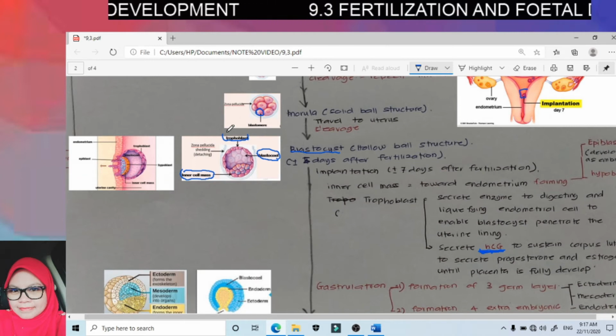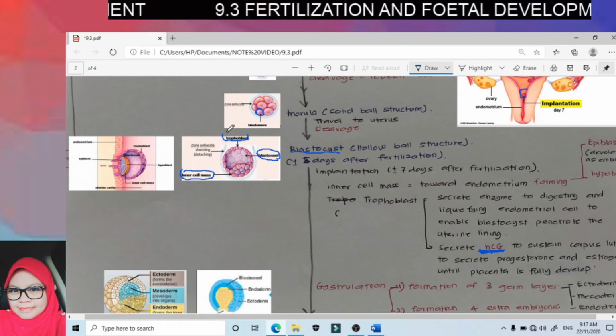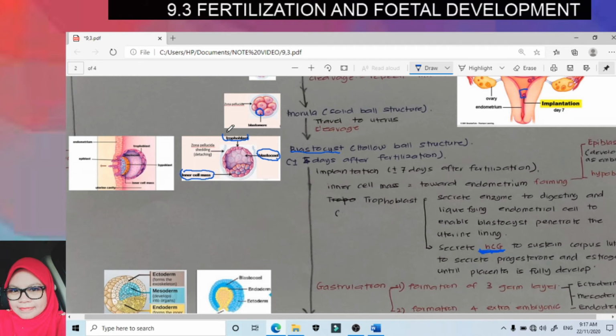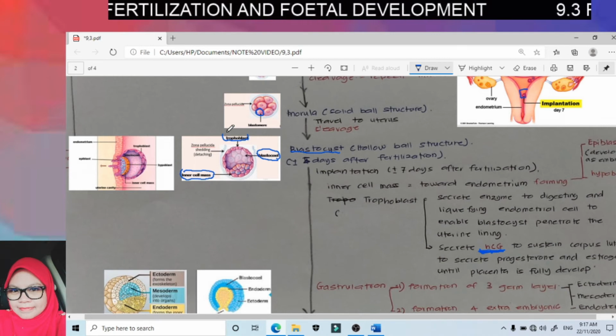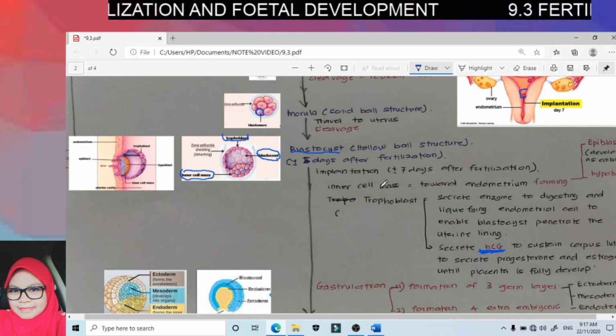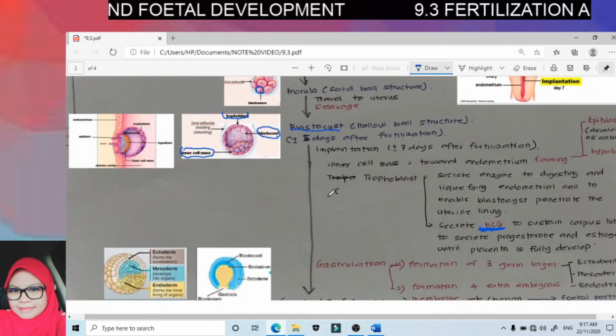Okay, so the next thing is when the placenta is fully developed, the corpus luteum will degenerate. Okay, next. So all this process we call embryogenesis.